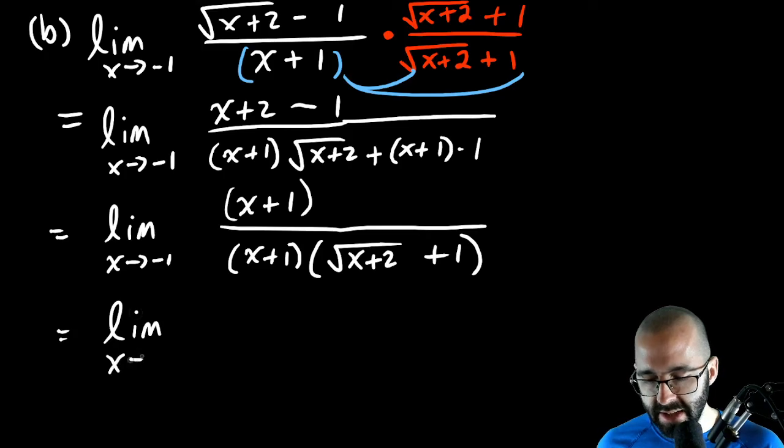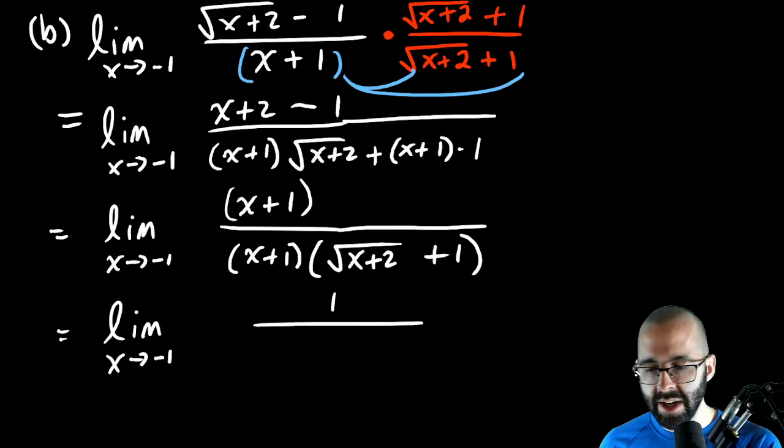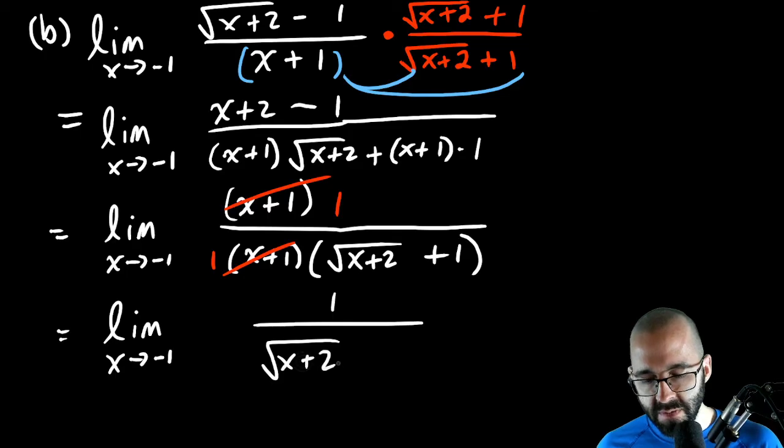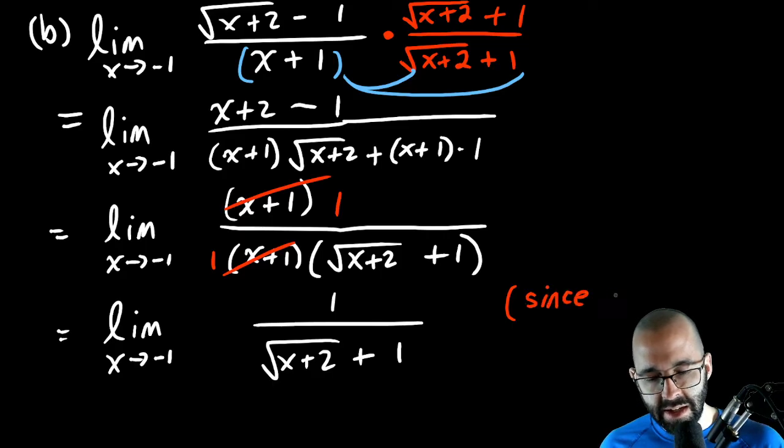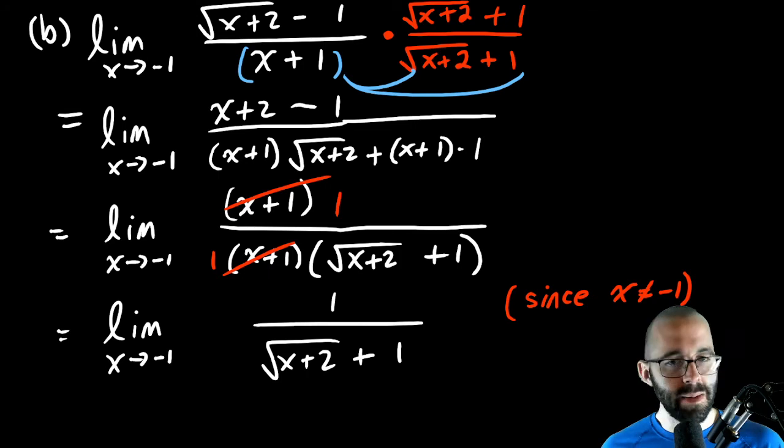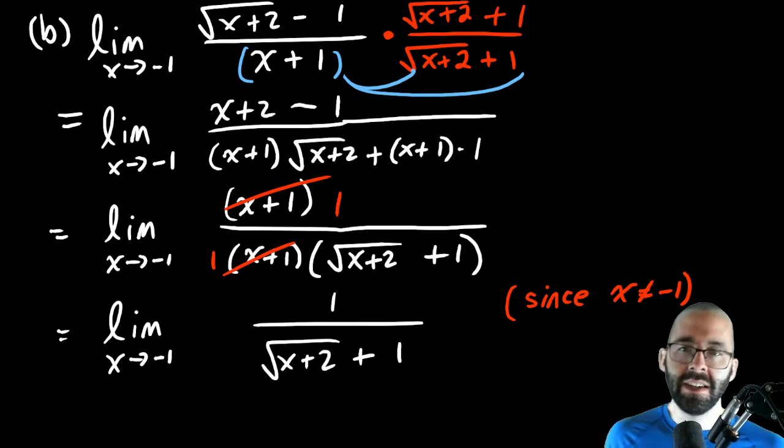This is the limit as x approaches -1. When we cancel, the top just becomes, right, it always cancels to 1. The top is 1 and the bottom is the square root of x plus 2 plus 1. And again, the reason why these two things are the same: since x is not actually ever equal to -1, we're only looking at limits. x is close to -1, but not actually equal to it. And as long as x is close to -1, these two things are the same.